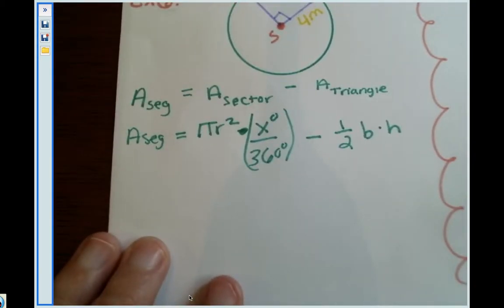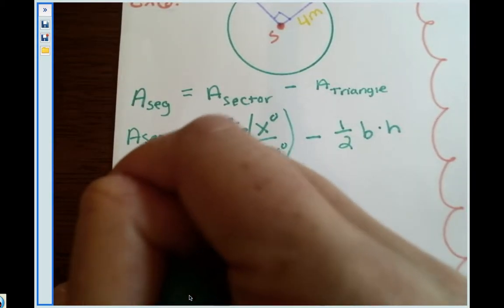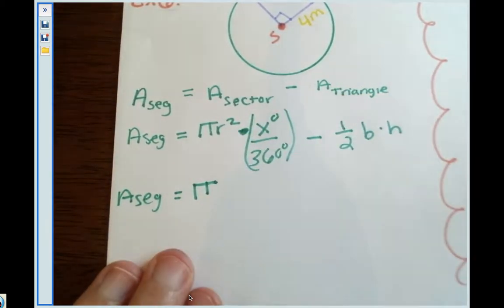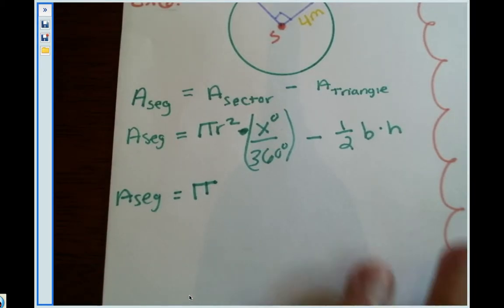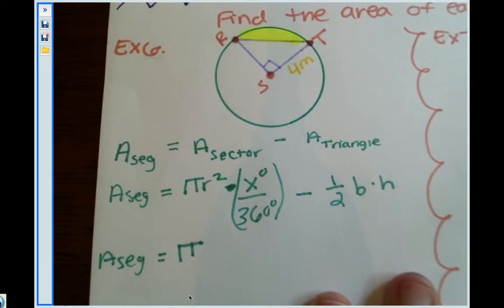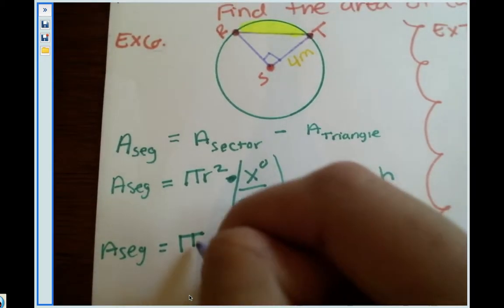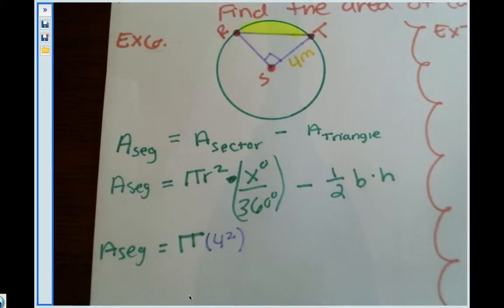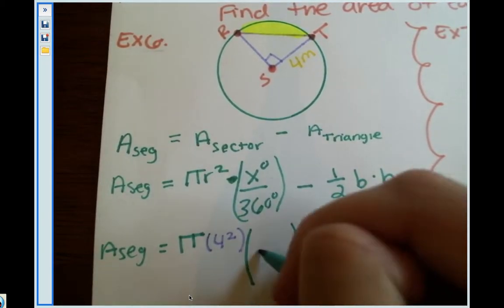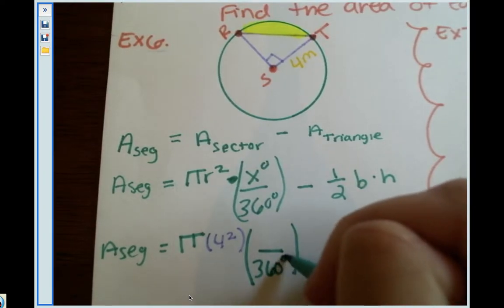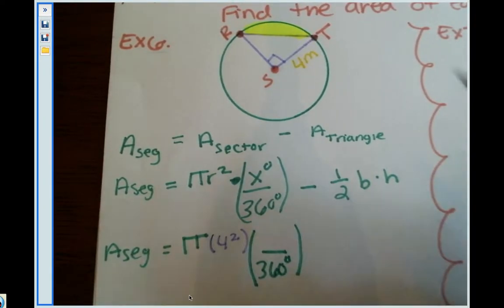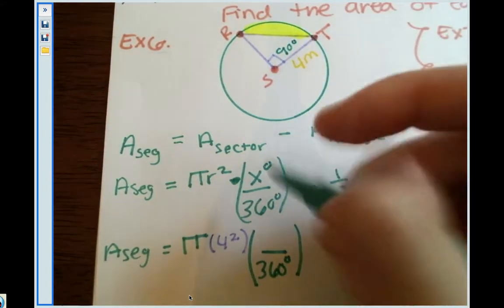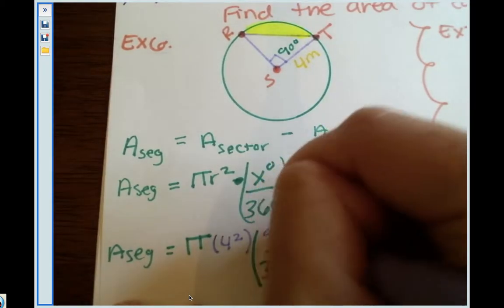All right, so the area of the segment equals pi times my radius squared. The radius, if we look back here, is 4 centimeters, so I'm going to fill that in: 4 squared times the degree of our central angle, which this little box right here means is 90 degrees. Nice. So it's going to be 90 over 360.